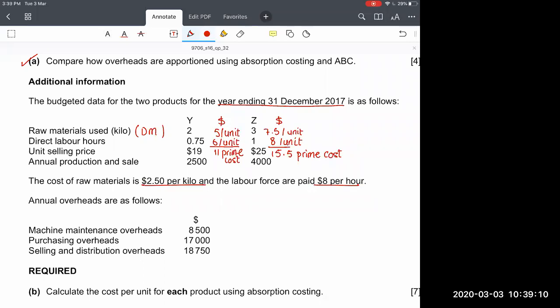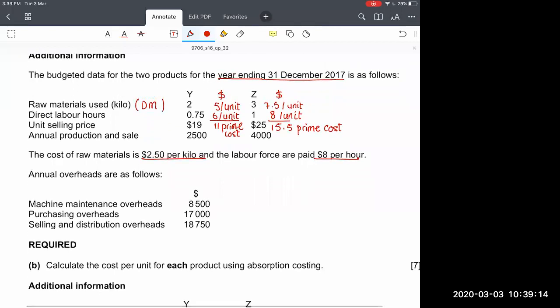Now, the annual overheads are as follows. The annual overheads are grouped together in 3 categories. Machine maintenance overheads are 8,500, purchasing overheads are 17,000, and selling and distribution overheads are 18,750. So if we total our overheads, the total overheads are 8,500 plus 17,000 plus 18,750. The total overheads are 44,250.